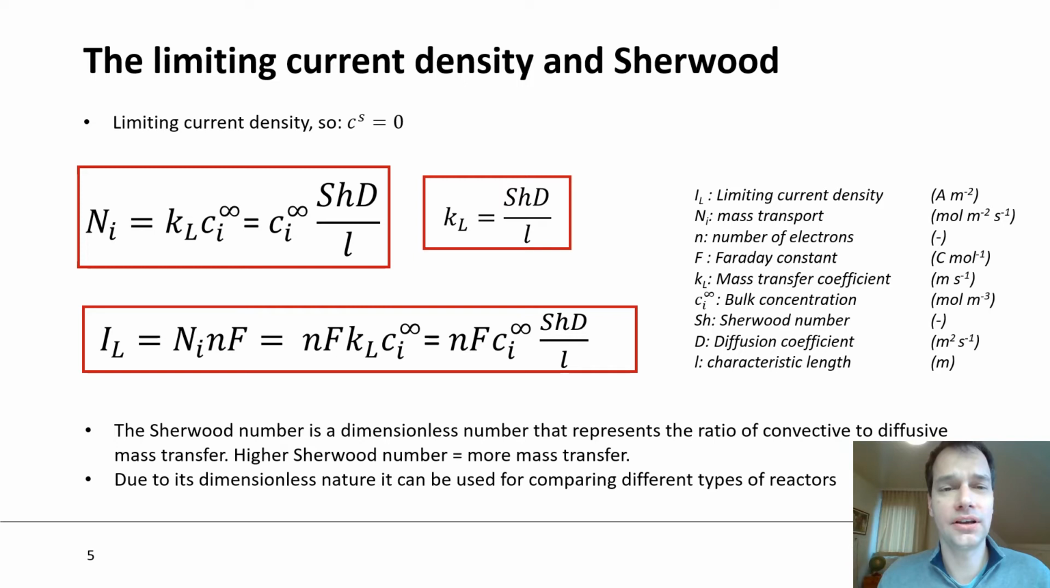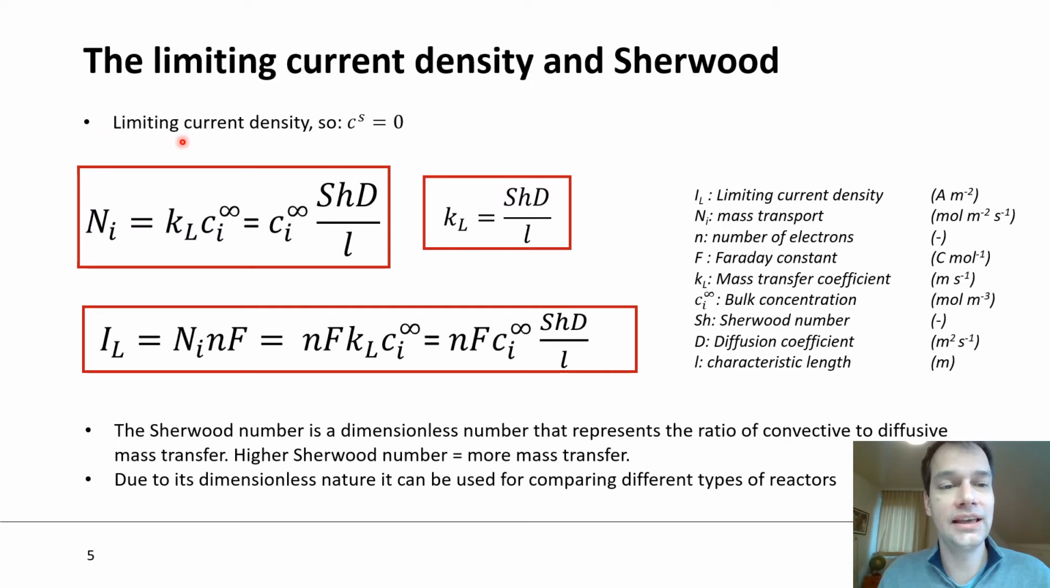Now, how does the KL, the mass transfer coefficient, relate to concepts like the limiting current density, and also to dimensionless numbers such as the Sherwood number? That is what we will explain on this slide. For this, I assume that you have a good background in these dimensionless numbers, that you already had courses on this. If not, I really recommend you to look a bit into this, because it's important to get the concept of these dimensionless numbers. So, what does it mean?